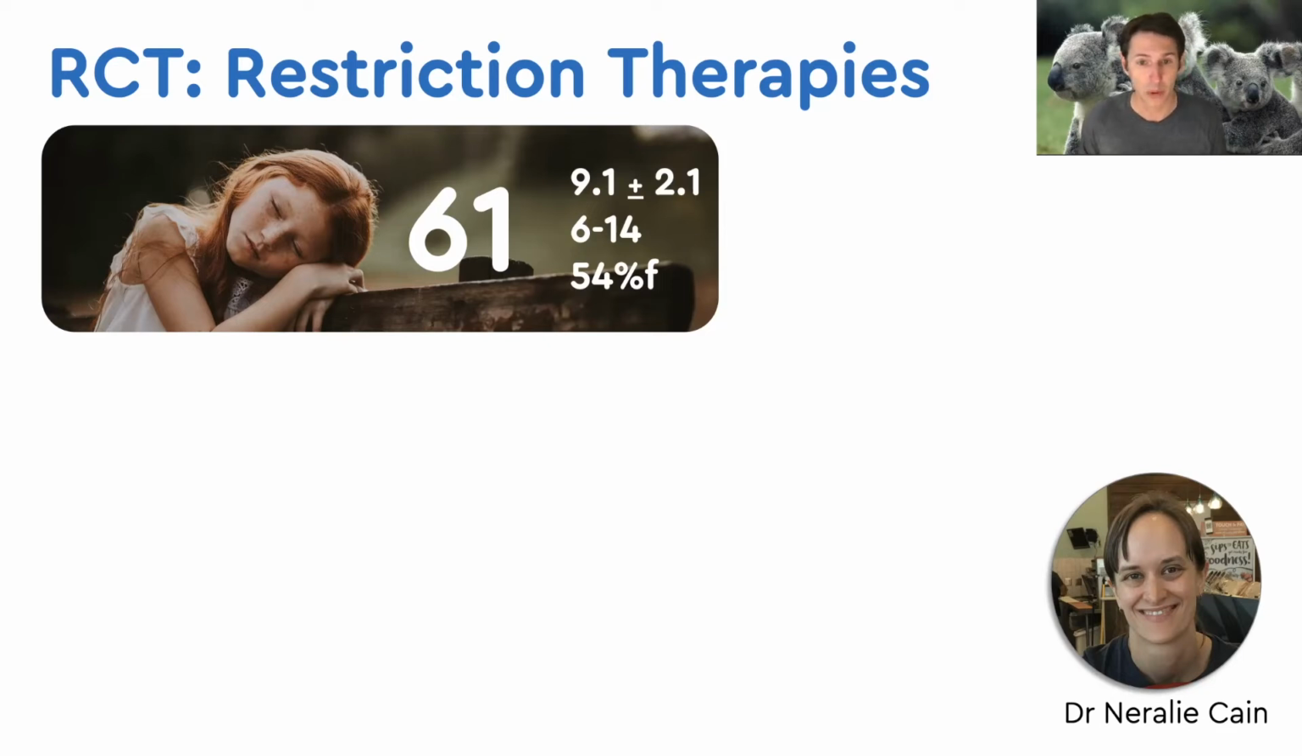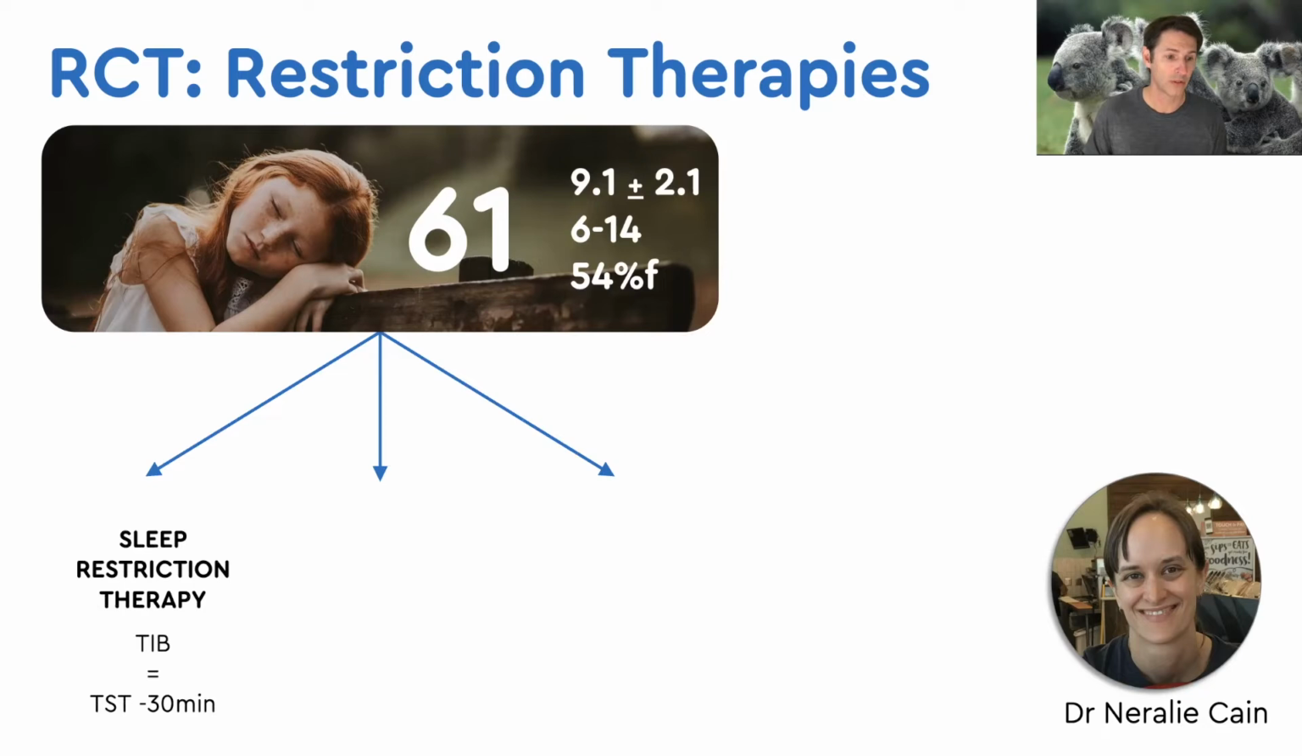And we had slightly more females in this particular study. So firstly, we gave one group sleep restriction therapy. Their new time in bed was going to be their average total sleep time before engaging in therapy minus 30 minutes. So in that previous example, if the child had 10 hours of average total sleep time, their new bedtimes would be 9.5 hours in bed.